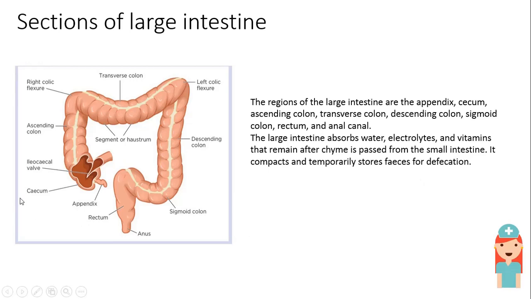The ascending colon is the beginning of the large intestine and it has two parts, the cecum and the colic. It is known as the ileocecal valve. The valve is at the end of the ascending colon and separates the cecum from the small intestine. The valve prevents food and other materials from flowing back into the small intestine.